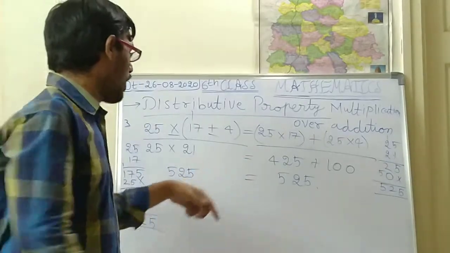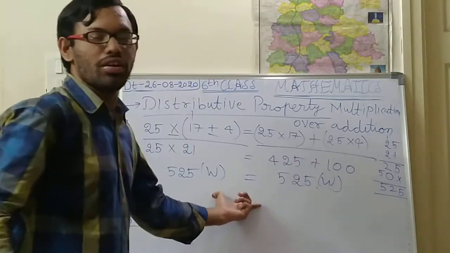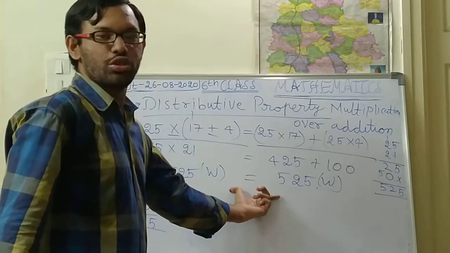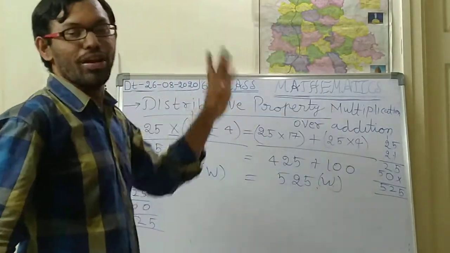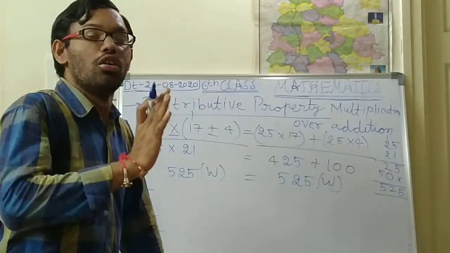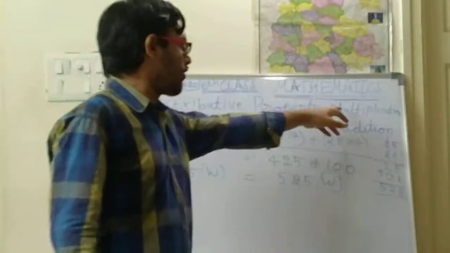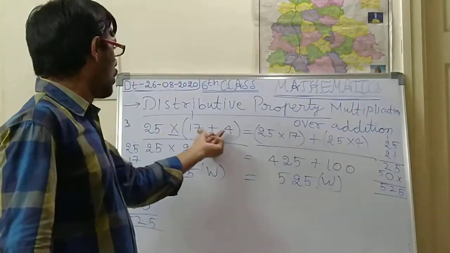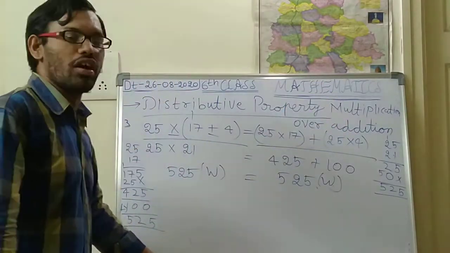First, these two are equal. Is it right? And these two are whole numbers only. I think you have observed and understood very easily. First of all, the two answers should be equal, and afterwards both should be whole numbers only, because we are discussing whole numbers only. So this is about the distributive property of multiplication over addition. Okay. So what is the statement you have to take?